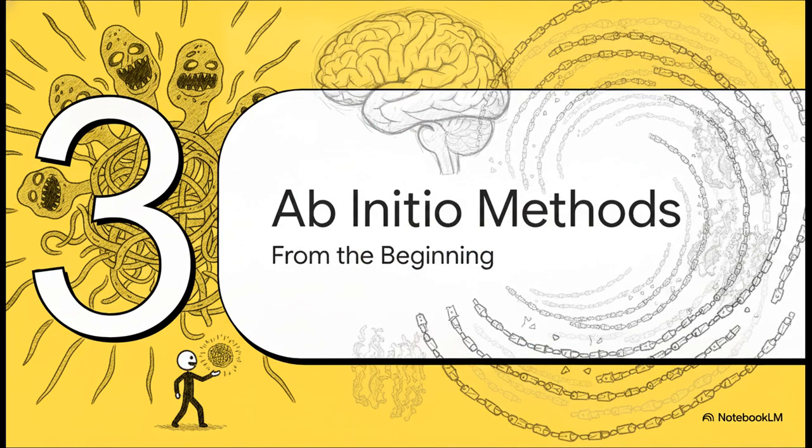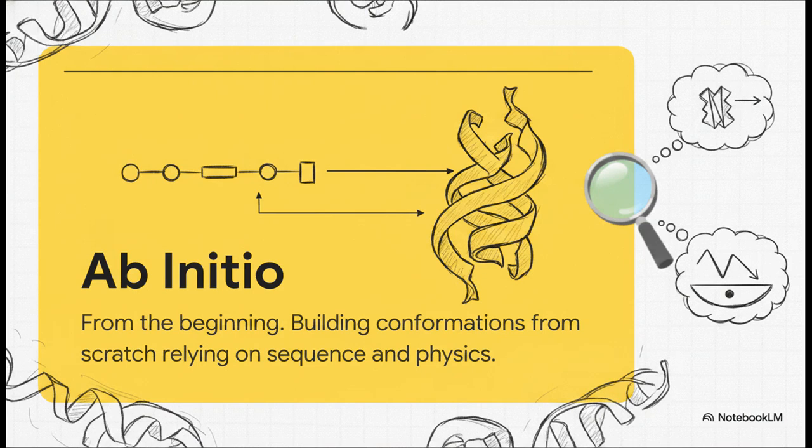And that brings us to level 3, ab initio methods, the ultimate boss battle. Guys, this is truly the ultimate boss battle of computational biology. Imagine a scenario where we have 0 templates, no known folds that fit, absolutely nothing to go on except the raw, flat sequence of amino acids. Ab initio is a Latin phrase meaning from the beginning, and that is exactly what we're doing here. We are building a protein structure entirely from scratch.